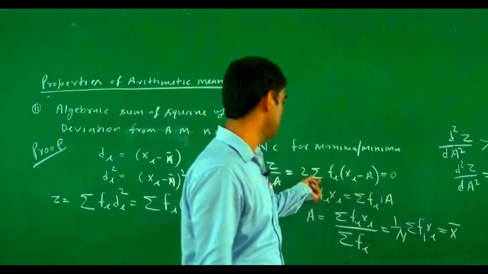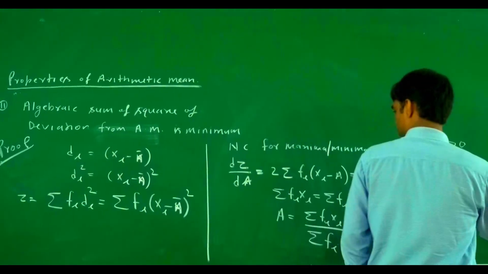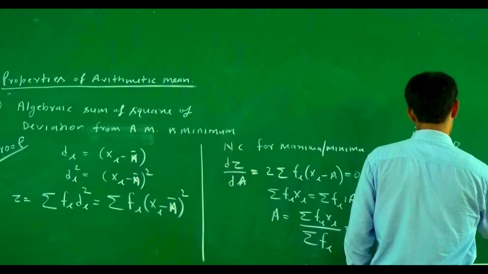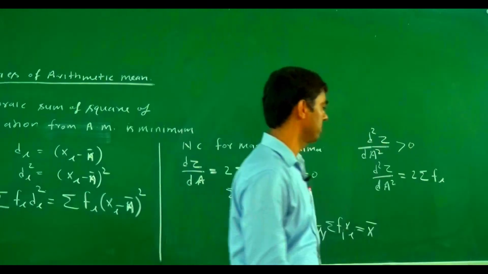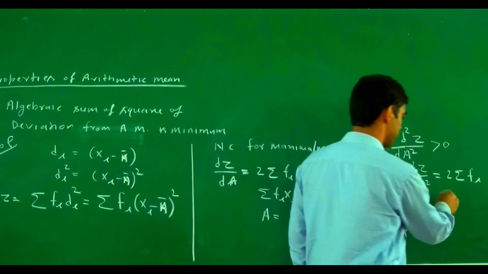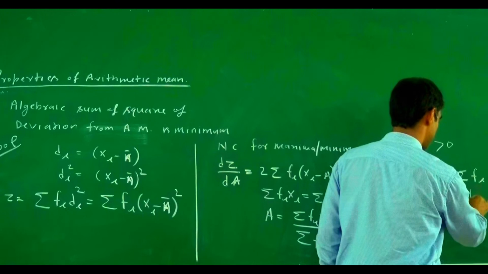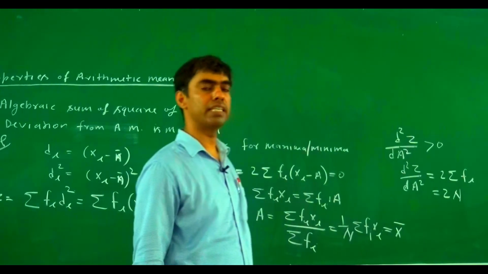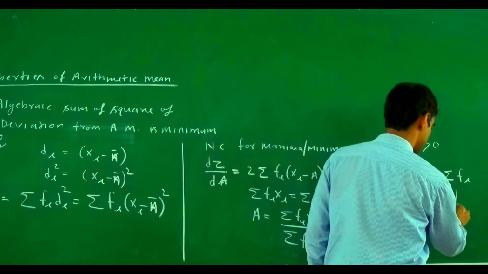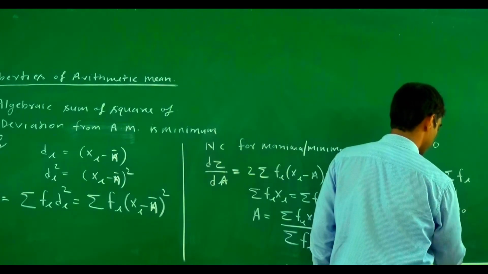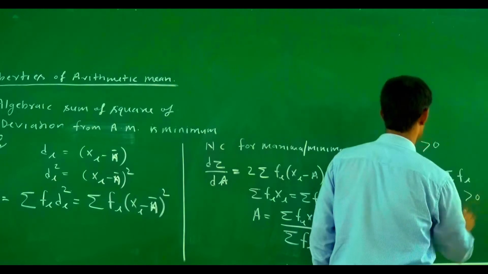This gives 2 times the summation of f_i. And the summation of f_i is capital N, so 2 times capital N. The number of observations is always positive, so N is always greater than 0. So this is greater than 0.